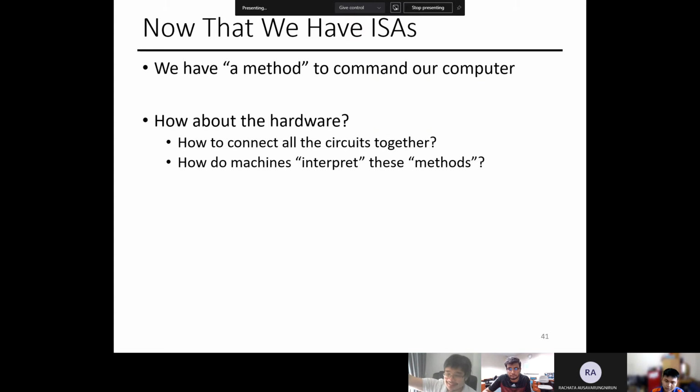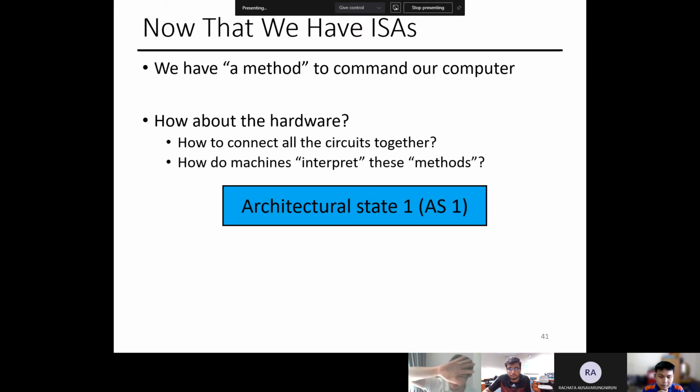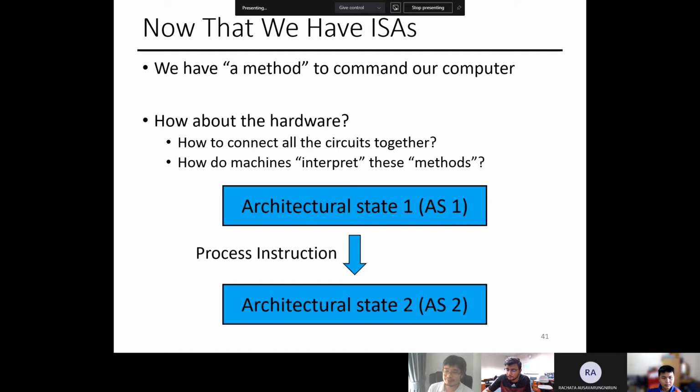And the machine would figure out, okay, I got this instruction. I got an add instruction. I need to read two values, add them together, and write the result back. So at the conceptual level, it basically means that you have architectural state one. You have the instruction coming in. You have to process it. It's being processed, and after it's done, you get architectural state two. So we're going to keep this high-level model: you have the original state, process the instruction, and result in the next state.